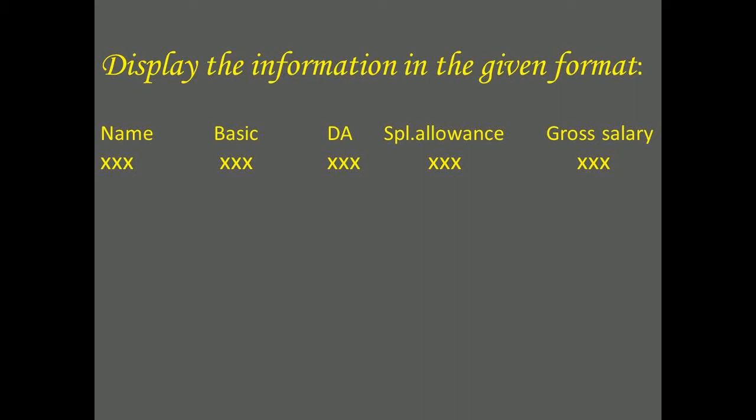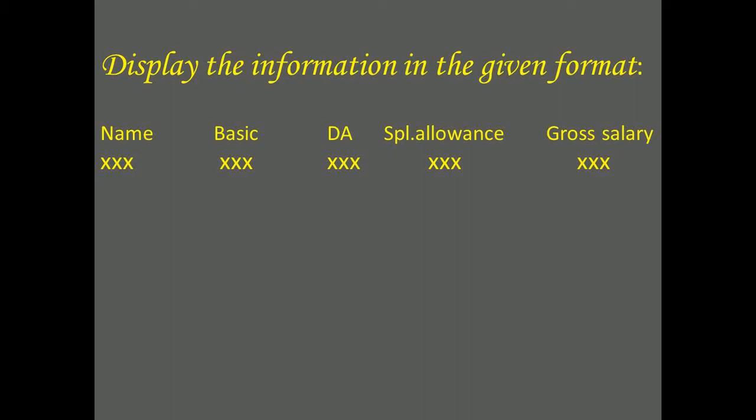DA means dearness allowance and SA means special allowance. These are the allowances you have to calculate. How to calculate the gross salary? Basic plus DA plus SA. And in the question they mentioned the variable names also. For the basic salary we can give BS, for the dearness allowance DA, and for special allowance SA. Okay, shall we start?